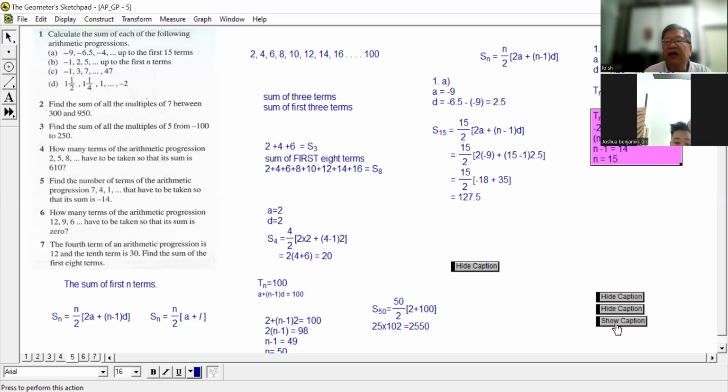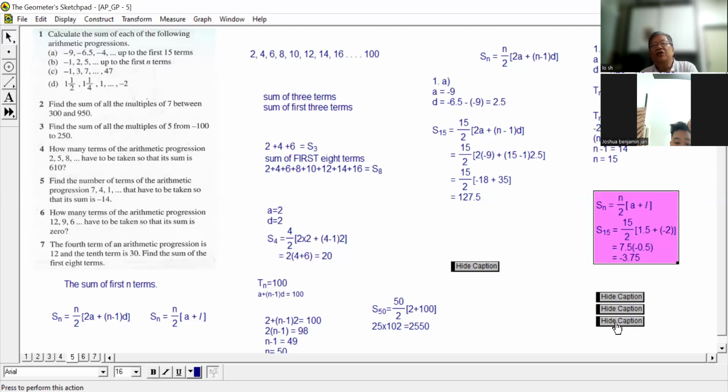They are all together 15 terms. So if I want to find the Sn, which formula should I use? Should I use this 2a plus n minus 1 d, or a plus L? Now, because the last term is known, which is negative 2, it is easier to use the formula with the last term.